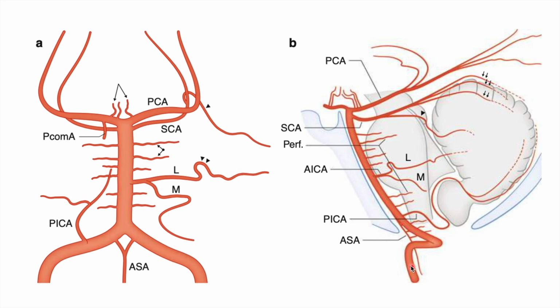If you look on the lateral aspect, that's the vertebral artery forming the basilar artery going up, then the posterior cerebral artery, superior cerebellar artery, then the tiny perforators, then the AICA, then comes the PICA, and the anterior spinal artery originates from these two vertebral arteries.